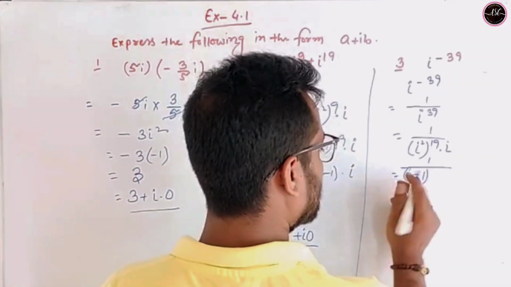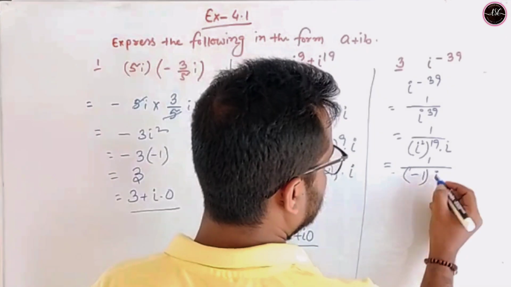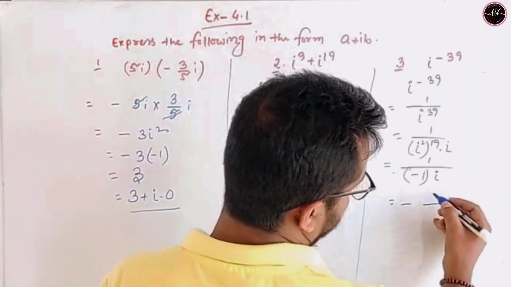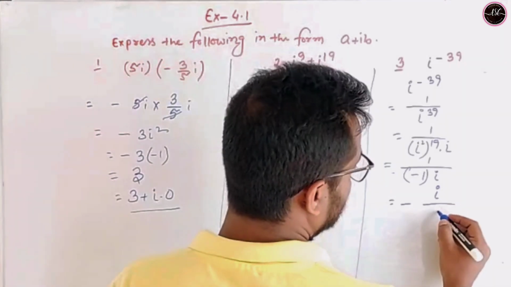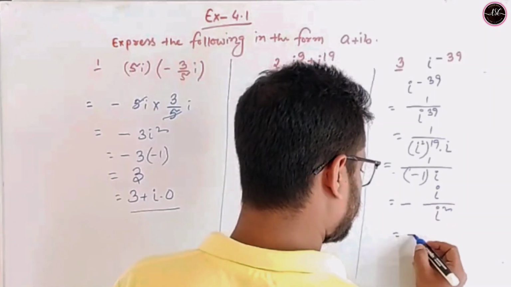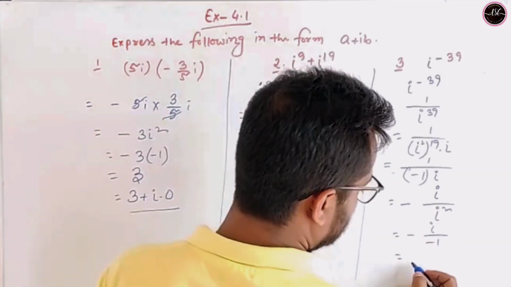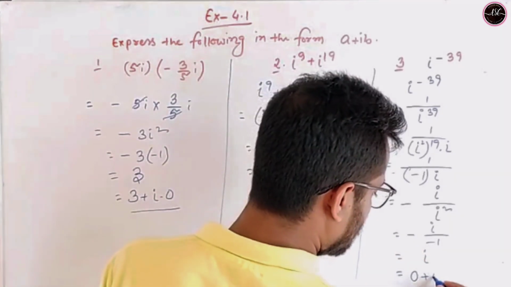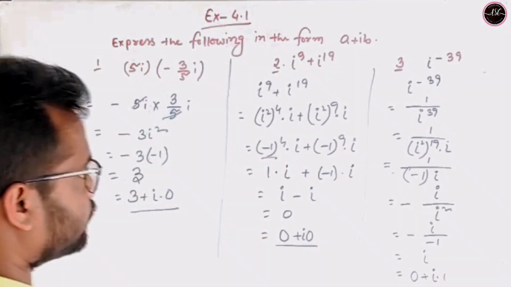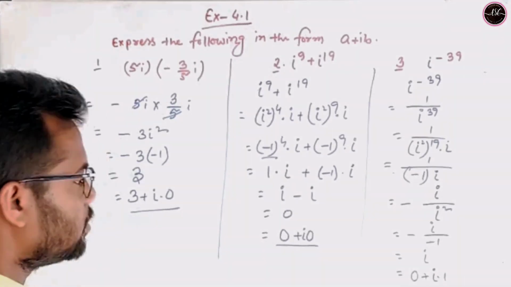Okay. So 1 by minus i. Just multiply both numerator and denominator by i, and here i square. So i dot minus 1. So this minus minus will be positive i. So this can be written as 0 plus i dot 1. In this way we can express this.